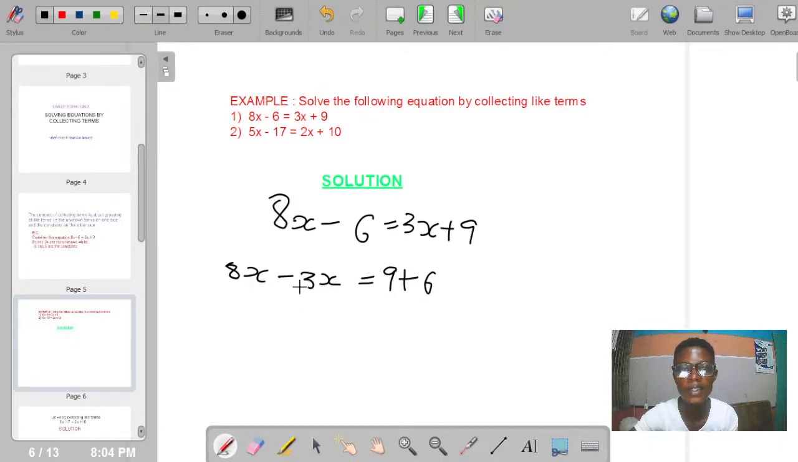So these are like terms. Now let's perform the various operations we find in between them. So 8x minus 3x is going to be 5x, and 9 plus 6 is 15. So I write 15. Now, we've said that we want to assign a value to our unknown. And I said in the first class that whatever value is beside this unknown is what you use to divide both sides. So since we have 5x here, I'm going to divide both sides by 5.